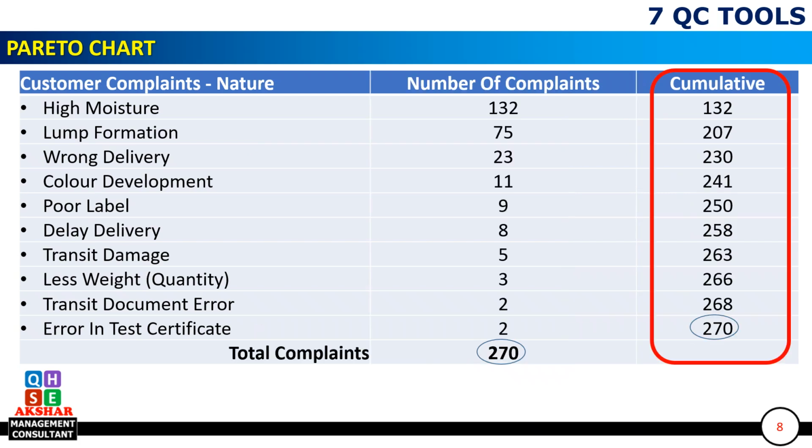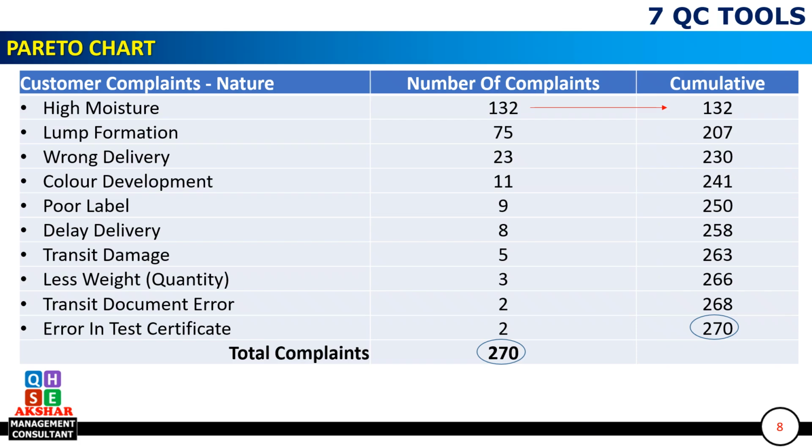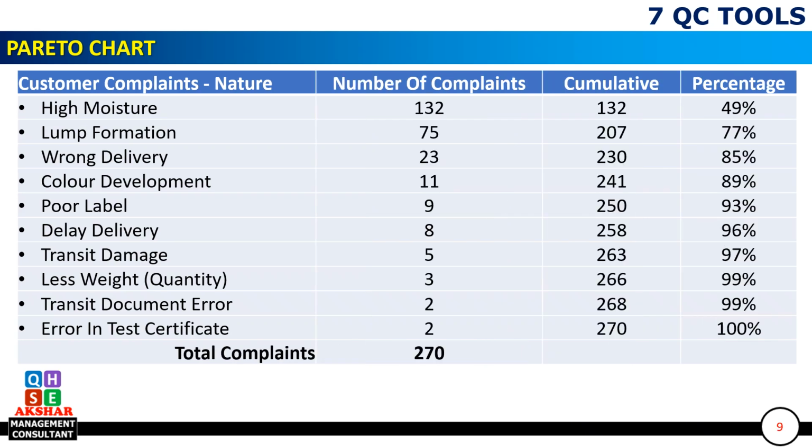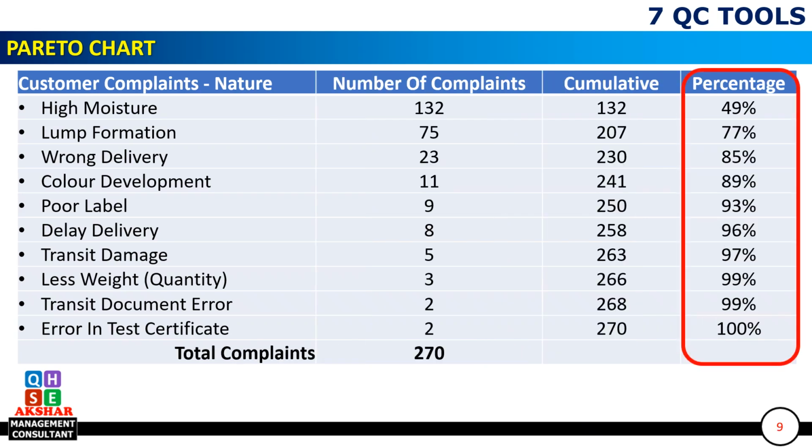A column is added for cumulative data. First is 132, second is 132 plus 75 is equal to 207. Third is 207 plus 23 is equal to 230. Fourth is 230 plus 11 is equal to 241, and so on. The last cumulative number would be 270. One more column is added to indicate the percentage of the cumulative number.